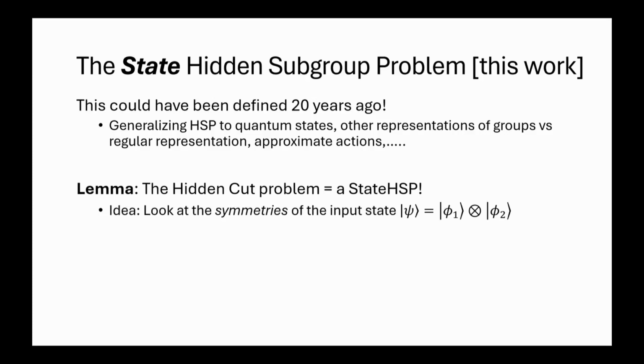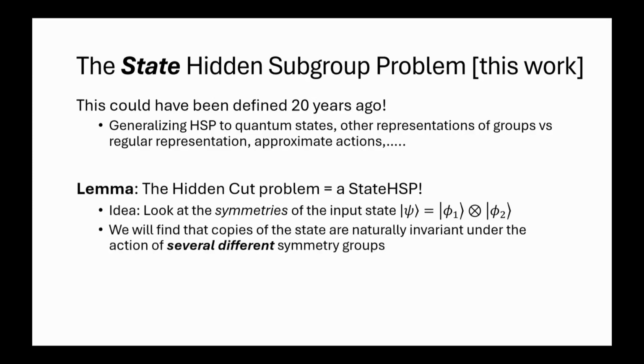And the basic way that we do this is we say, well, let's look at the symmetries of our input state psi, which is a tensor product of two smaller states. And we'll show that if you have many copies of the state psi, your input states are invariant under the action of actually a few different choices of symmetry groups. And the key step is going to be finding an abelian symmetry group that stabilizes a state, so we can then formulate our entire problem as an abelian state hidden subgroup problem. That's what will yield our efficient algorithm.